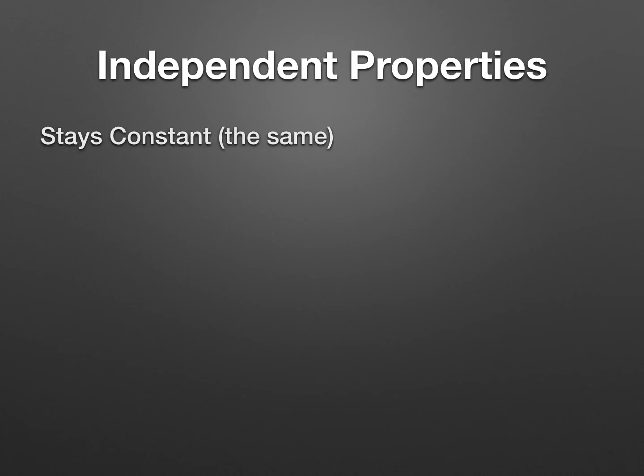One of the things is they stay constant, which means they stay the same no matter what. They're independent, they're alone, they're sole, they're provided. Like you are not independent because you depend on your parents. So examples of this are the three things we learned before in our unit.